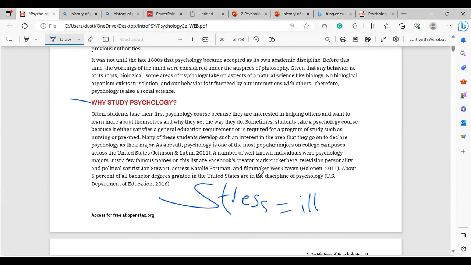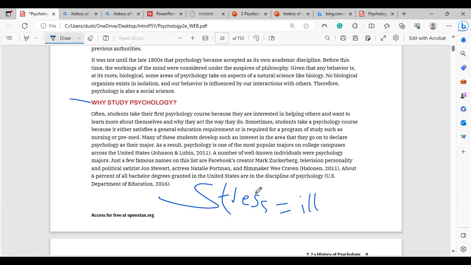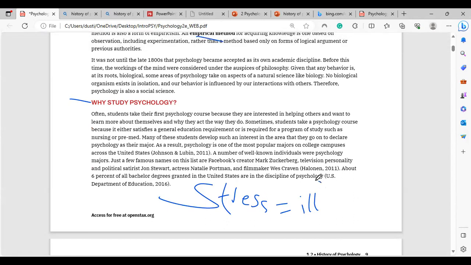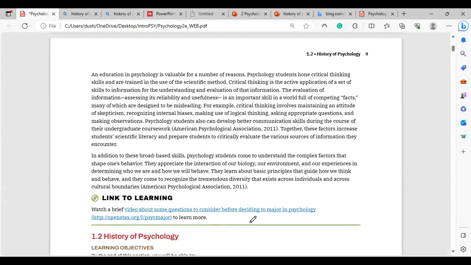And when stress happens, why is it making people ill? There is a connection. And so psychology really wants to know more about, not saying they don't want to know about what type of illness, but they want to know why. What's happening with this stress? What's the connection? What's happening in that person's life that is making that stress relevant?